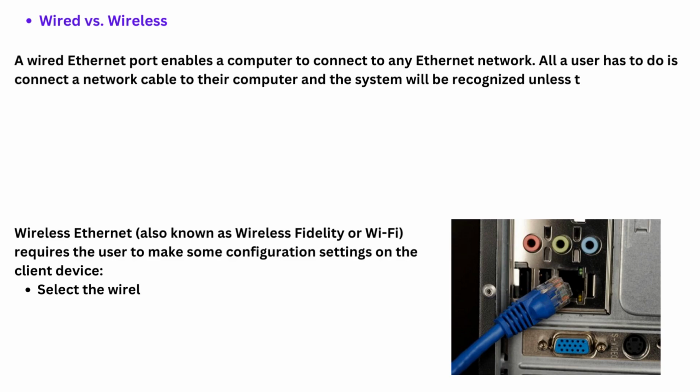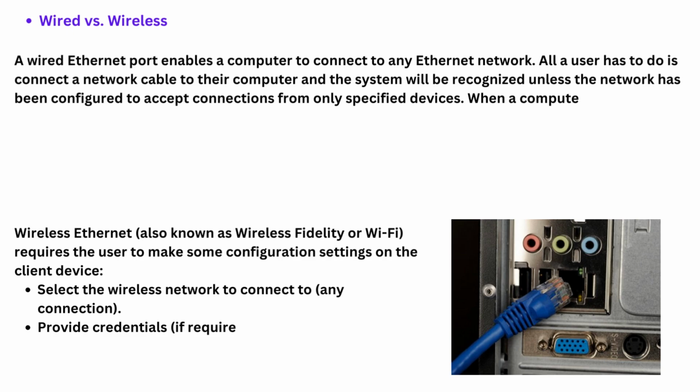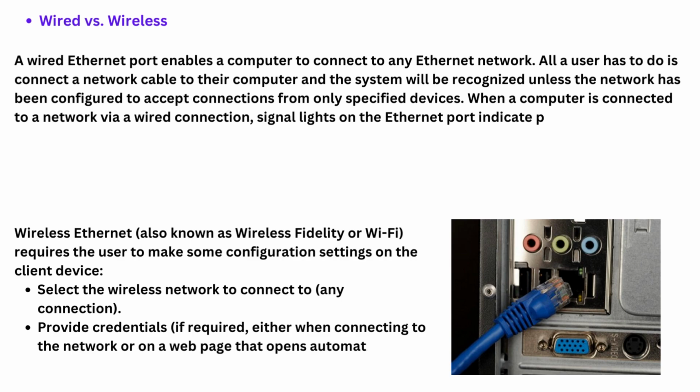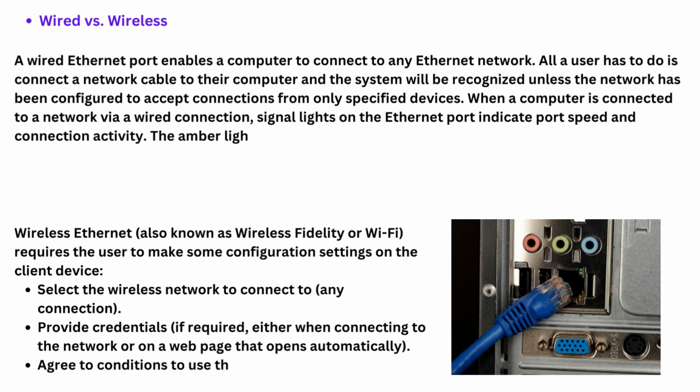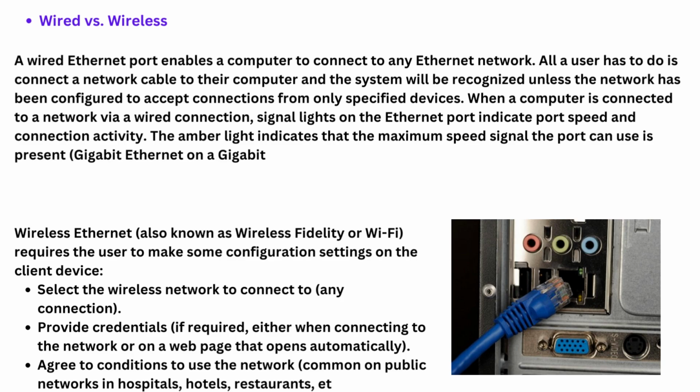When a computer is connected to a network via a wired connection, signal lights on the Ethernet port indicate port speed and connection activity. The amber light indicates that the maximum speed signal the port can use is present, gigabit Ethernet on a gigabit Ethernet adapter, fast Ethernet on a fast Ethernet adapter. This is a steady light. The green light, which indicates network activity, blinks on and off as the network adapter sends and receives data. The signal lights do not turn on if a working connection is not attached or if the computer is turned off.